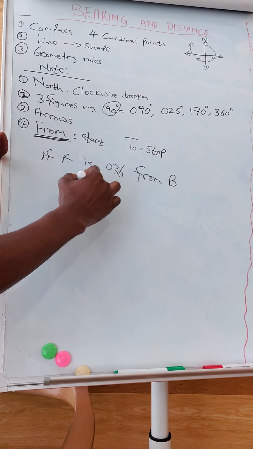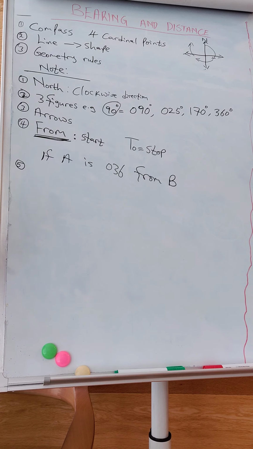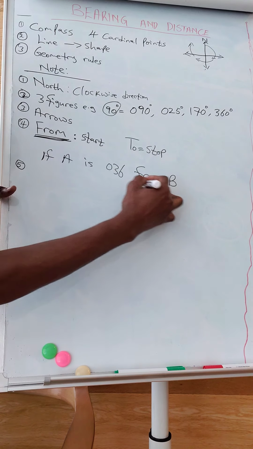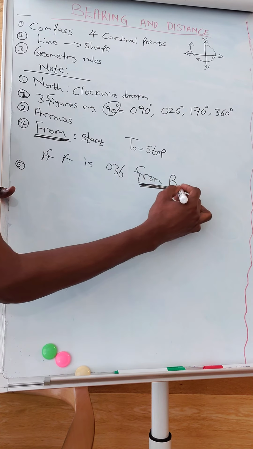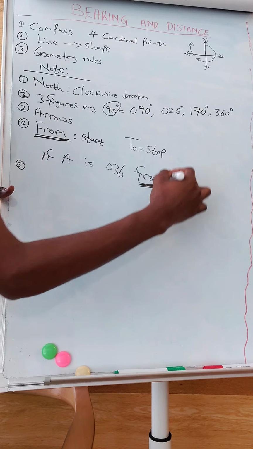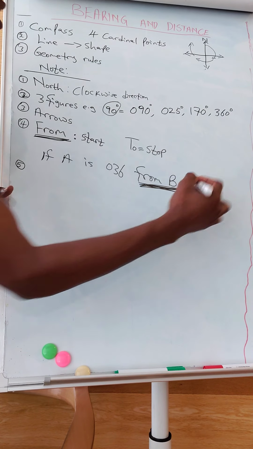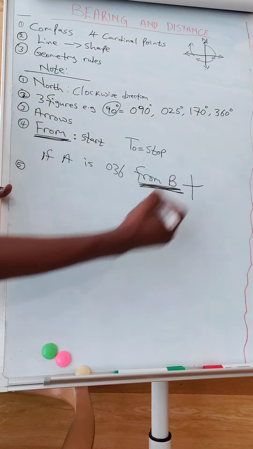Don't worry about the 4 cardinal points, we are going to explain them in a subsequent video. This one is just the introductory aspect of bearing and distance. Another thing you need to take note of is that you have to start the diagram from what? From B. So B will be the one to carry the what? The cardinal points.